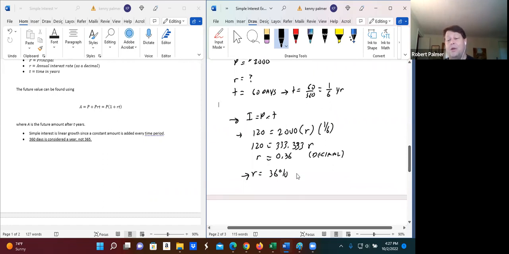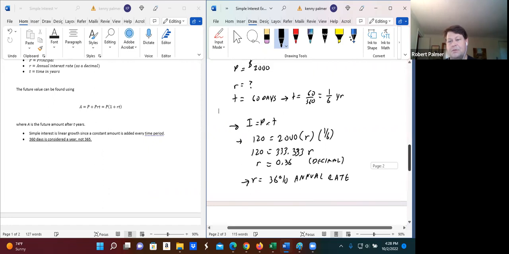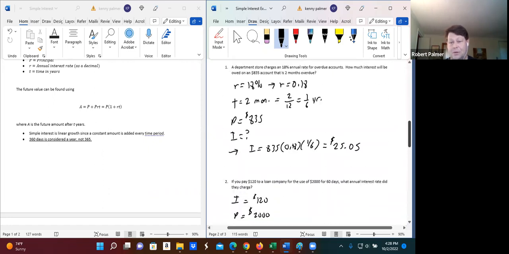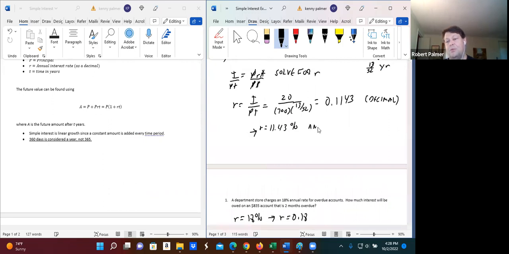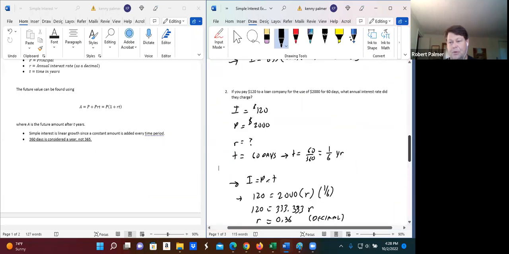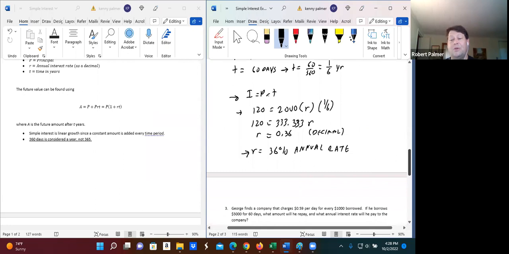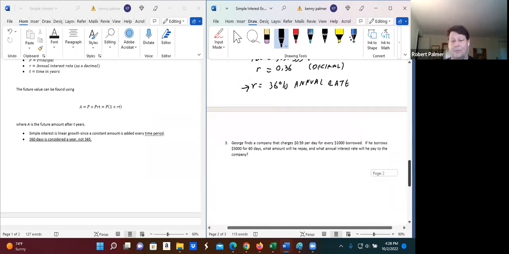Now, once again, that's an annual rate. Also need to make clear, this is an annual rate. Okay, so remember this is a 60-day loan. That's an annual rate, so also be clear on that. Let me go back up here. This other one, yeah, this is also an annual rate, like the one we did before. Okay, so if you took that rate out for a loan, that'd be 36%, which would be a lot.